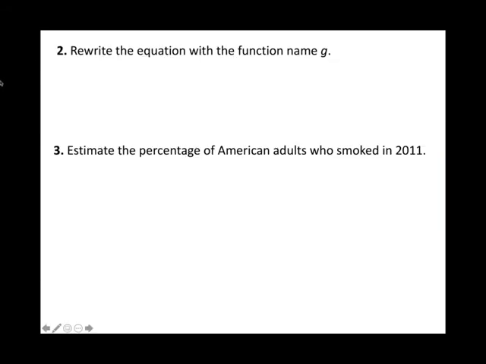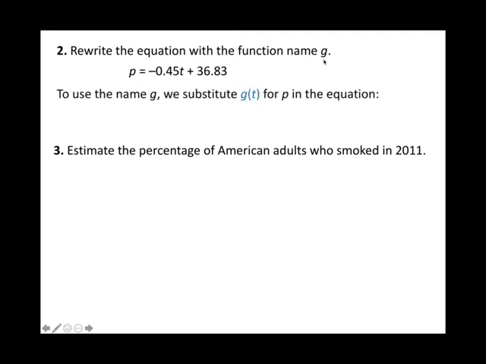Number 2, we write the equation with the function named g. So I have the linear equation in here, and we want to use the function g, but keep in mind we don't want to use g of x, because right now we are using t as our explanatory variable, and then p will be the response variable. So when you're using the function g, you're gonna put g of t. Okay, the t is talking about this guy here. So that will be g of t equal to negative 0.45t plus 36.83 here.